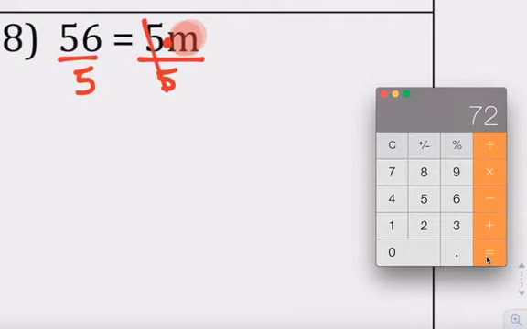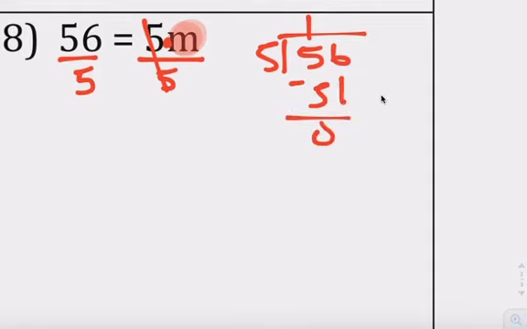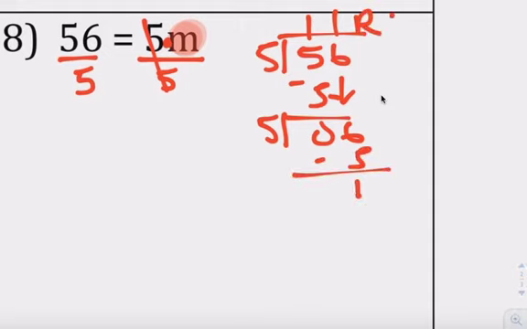Alrighty. 56 divide by 5. Oh, we don't want decimals. Decimals are no good to us. I want it as a remainder. I want you guys to know this is a remainder. 56 divided by 5 is 11, remainder 1, because both numbers have come down already. So your answer is 11.